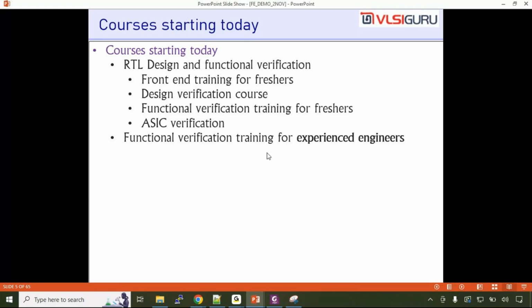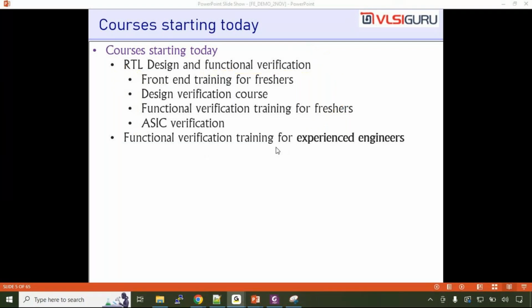Then functional verification training for experienced engineers is a separate course, and the first one is for freshers. Again, I'm repeating, these four and this are exactly the same, because sometimes some students may say I want front-end domain training, some students may say functional verification. All of them are the same in our context.